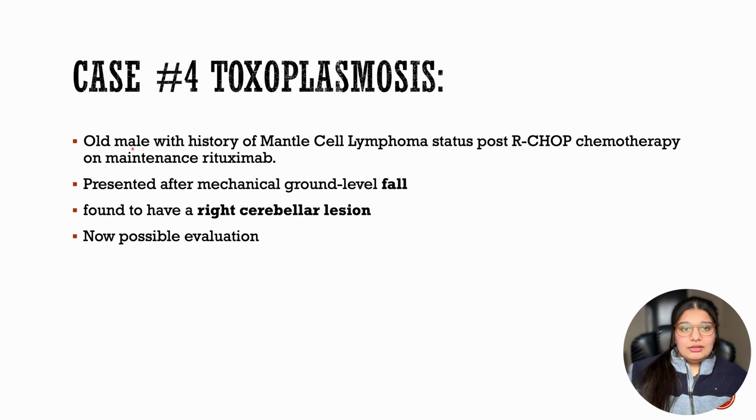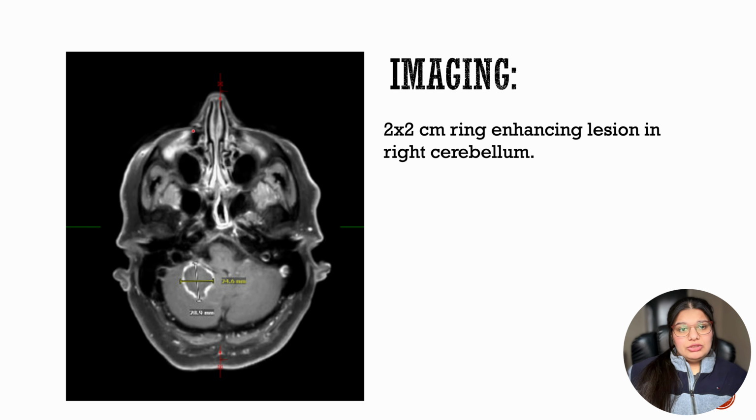It's an old male with history of mantle cell lymphoma, status post R-CHOP therapy and now currently taking maintenance therapy of rituximab. He presented with a mechanical ground level fall. He fell down, and when he came to the ER, the finding was a right cerebellar lesion. Continuing with the evaluation, imaging shows a ring enhancing lesion, 2 by 2 centimeter, in the right cerebellum.